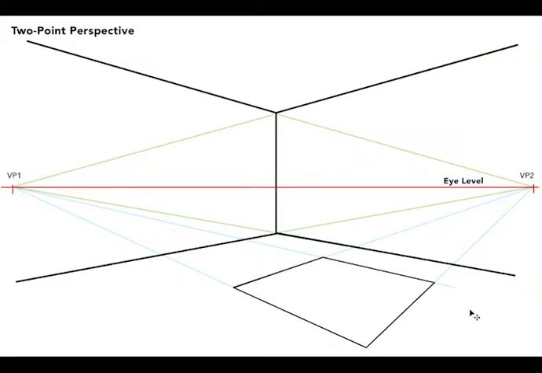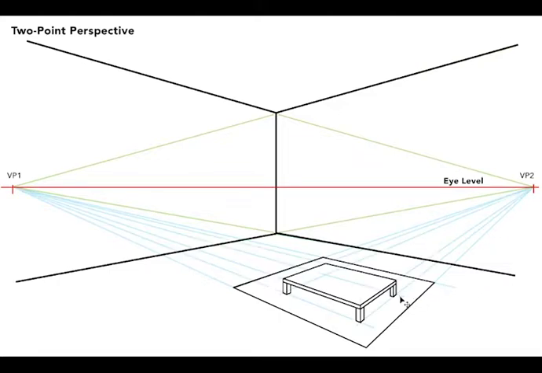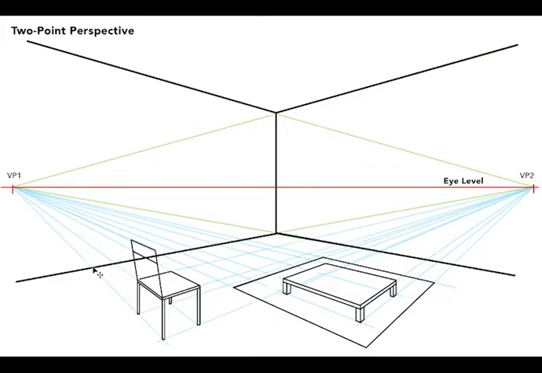Now on top of the rug, there is a little coffee table. Let's look at the lines. So again, the lines go back to VP1 on the left and VP2 on the right. And lastly, you have a chair. So this chair also has lines that go back to VP1 on the left and VP2 on the right.